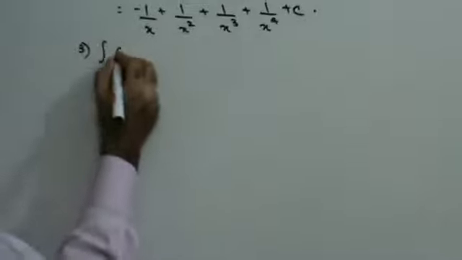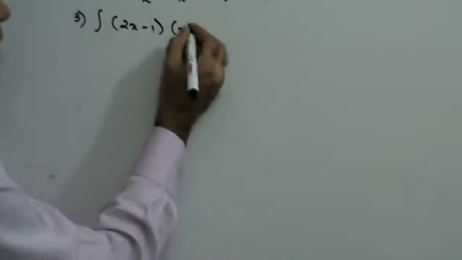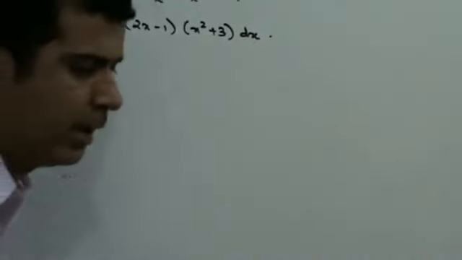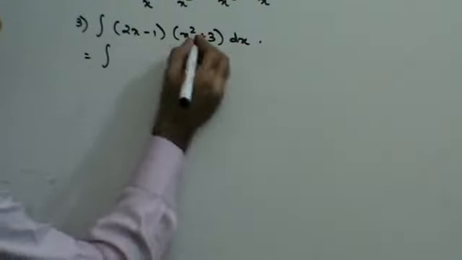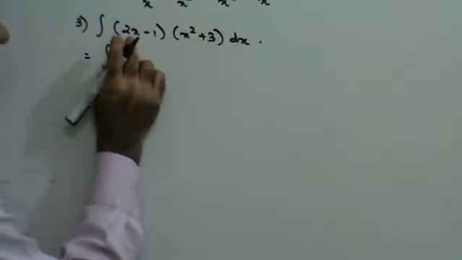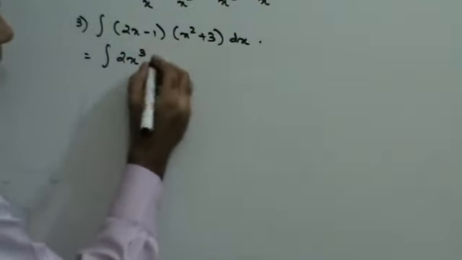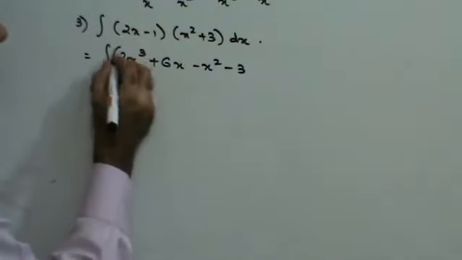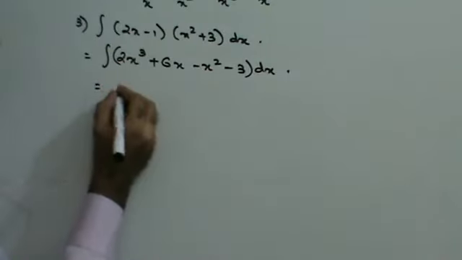Integral of (2x minus 1) times (x square plus 3) with respect to x. Right? Let's see this. Now, first let us simplify this. Normal simple expansion. So this is going to be the integral of 2x cube plus 6x minus x square minus 3 with respect to x. Open the brackets and simplify.